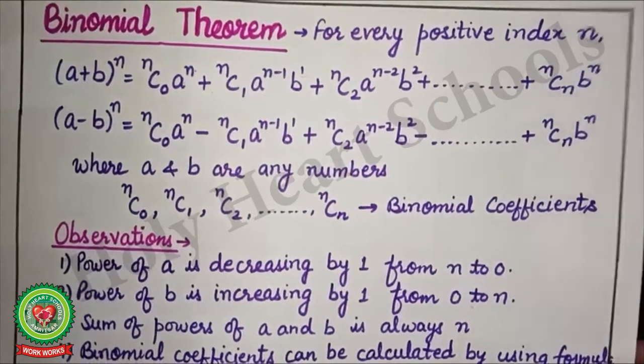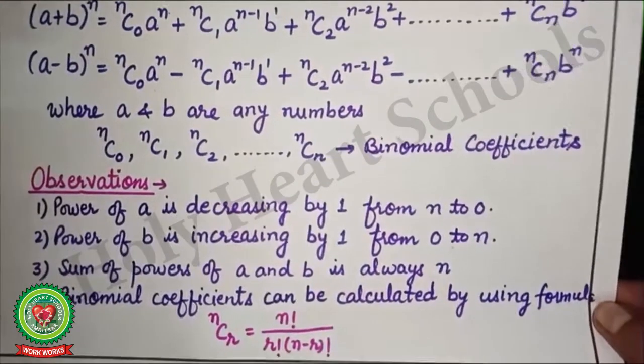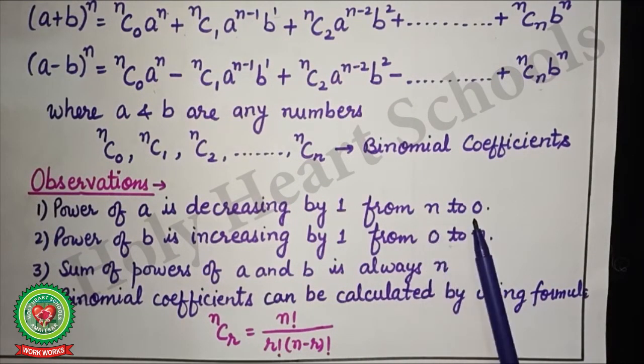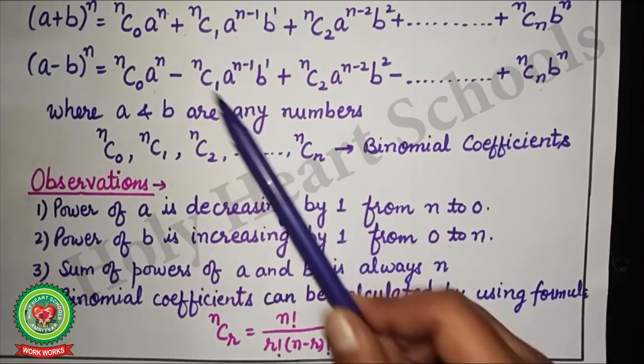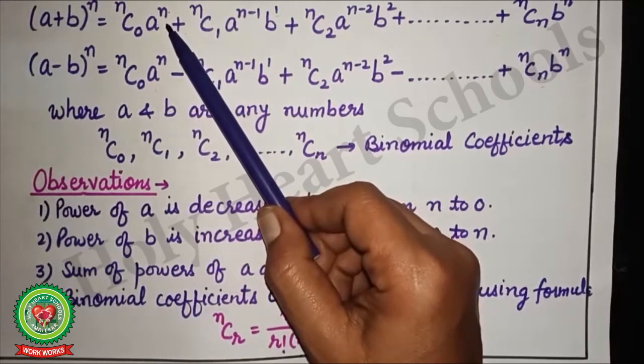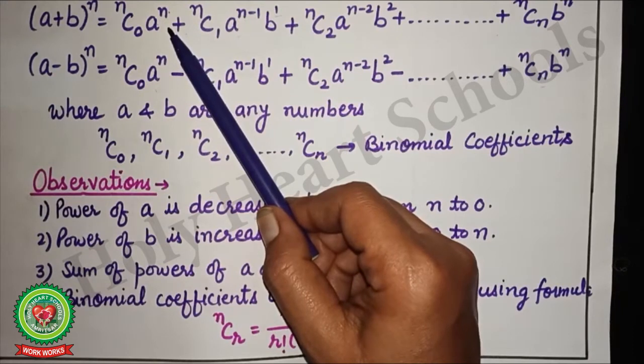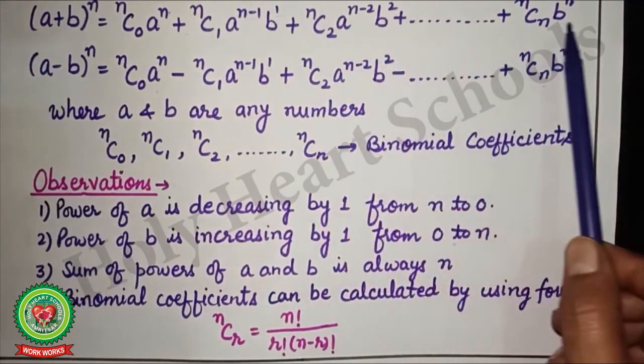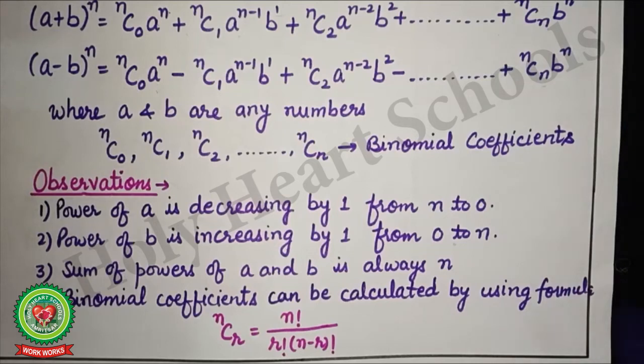So, the first observation is power of a decreasing by 1 from n to 0. Similarly, for the second term, here no term containing b is there. Here b's power is increased by 1, then 2, and so on. Last one is b raised to power n. So power of b is increasing by 1 from 0 to n.